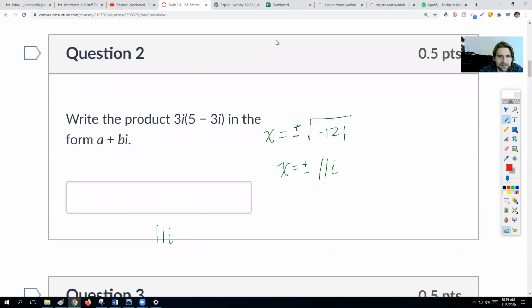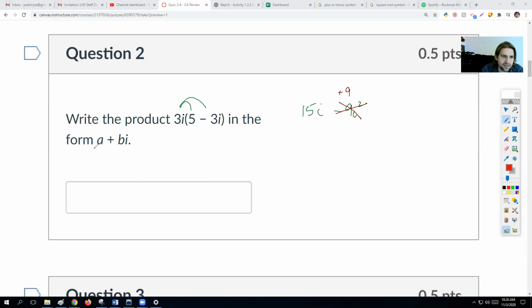Okay, next, what is the product of 3i times 5 minus 3i? Well, all we need to do is distribute this. So 3i times 5 is 15i, and then 3i times negative 3i is a negative 9i squared. What we need to remember here is that i squared is negative 1, so this becomes plus 9, and so the answer in the proper form should be 9 plus 15i.